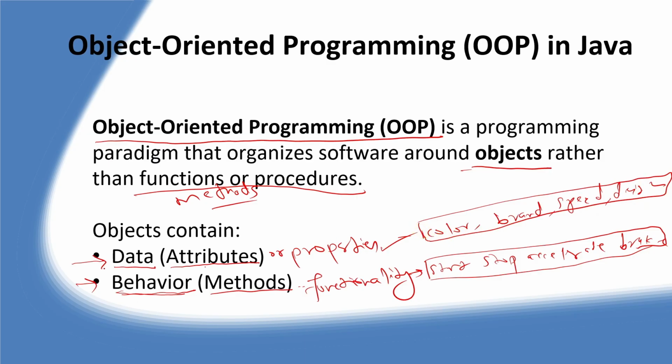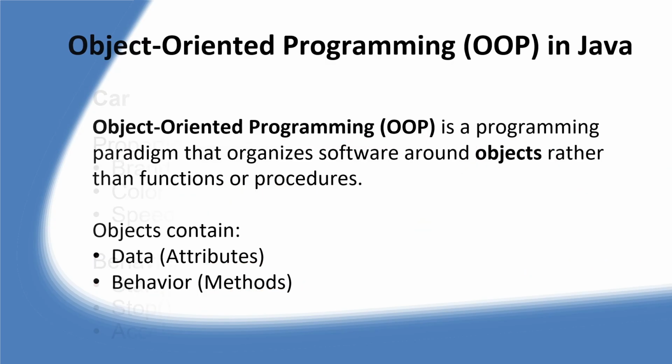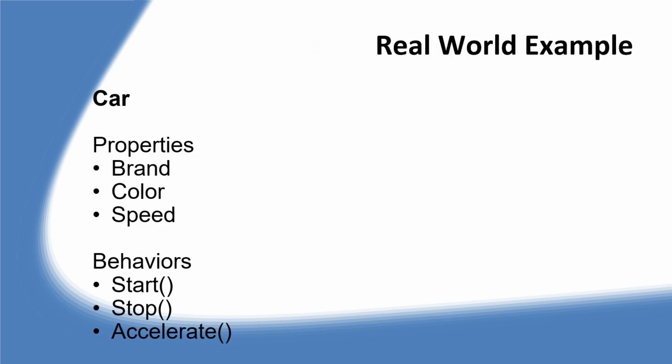This approach makes a program easier to design and maintain. What approach? Object. An object will have the data and behavior. Data I mean properties, and behavior I mean functionalities. So let's see some examples, we'll have better clarity. We will try to understand by a real-world example.